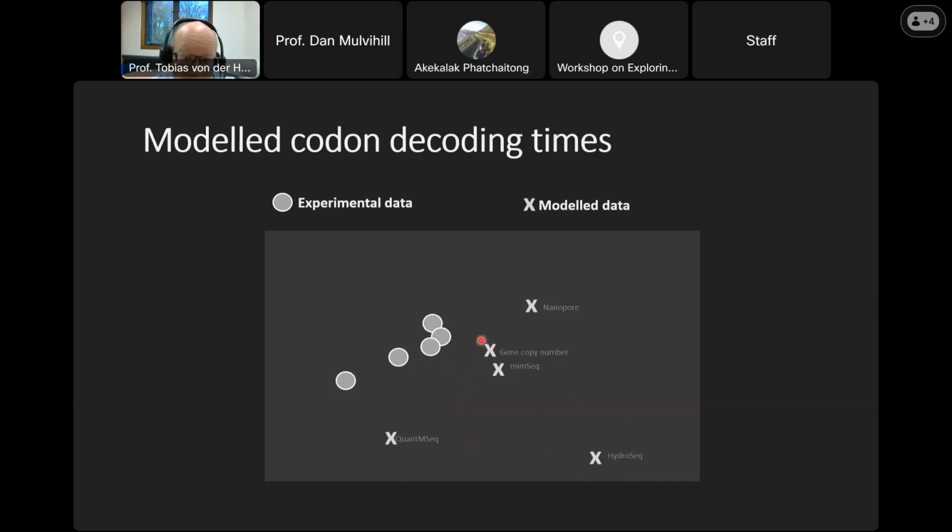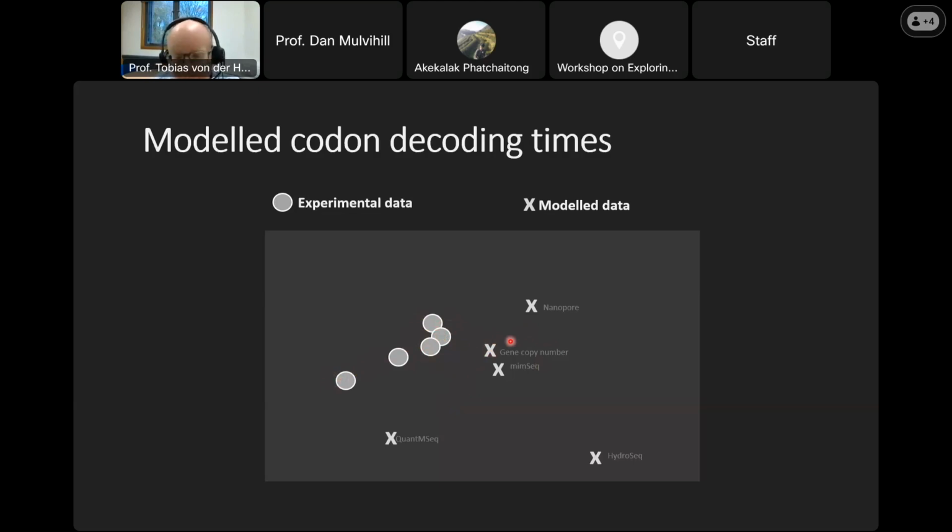But importantly, our best modeled decoding times are closer to some of the experimental data sets than the most different experimental data sets. So the difference here is smaller than the difference here, so we take that as a good sign. We like to see this as a sign that our models are producing data that are quite accurate.